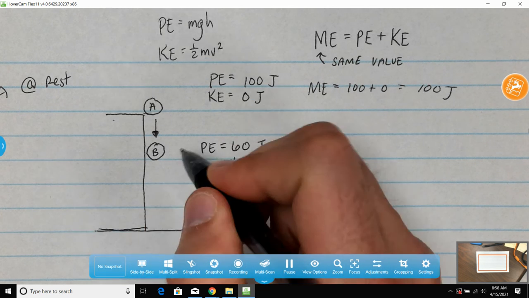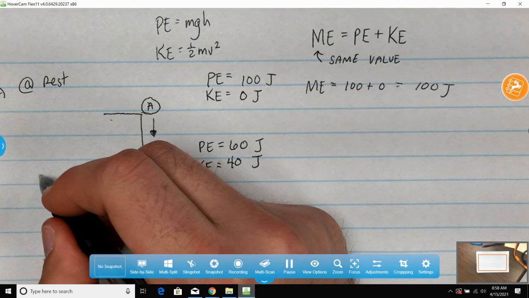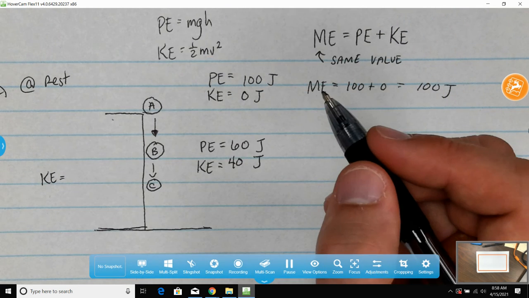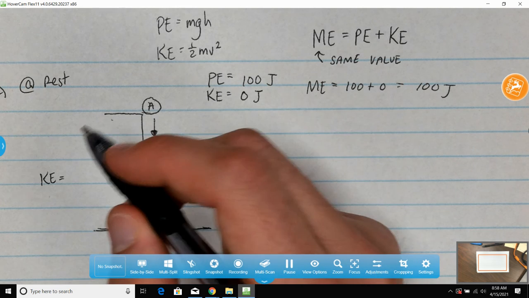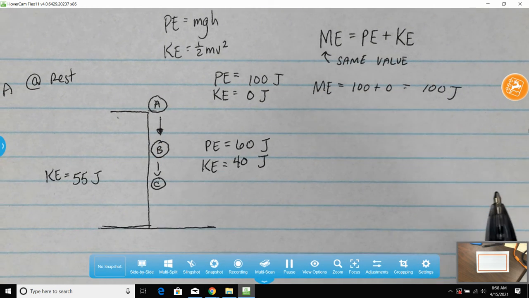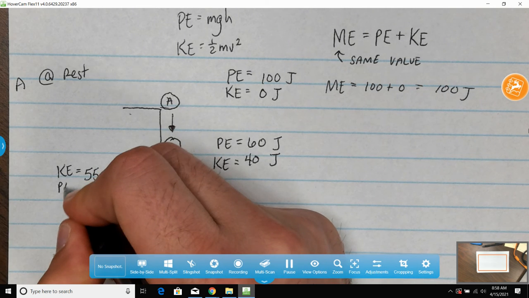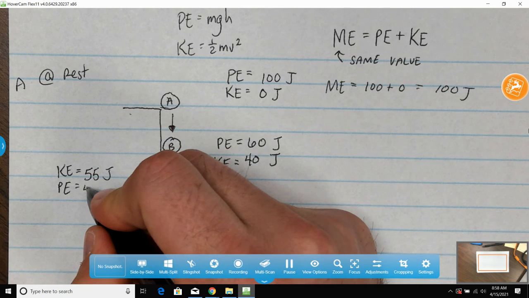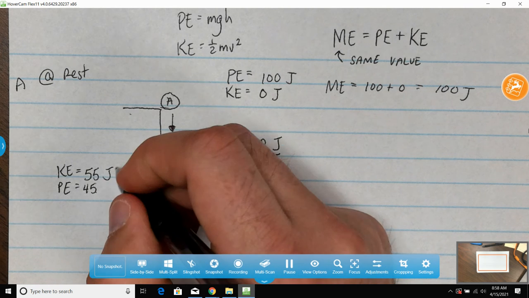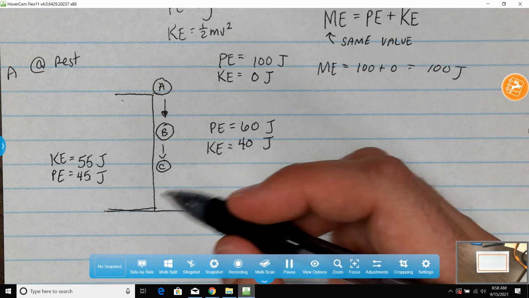Let's say here at point C, the kinetic energy is, let's say, 55 joules. What would the potential energy have to be here at C? 45. Right, because 55 plus that would be 100. Good.